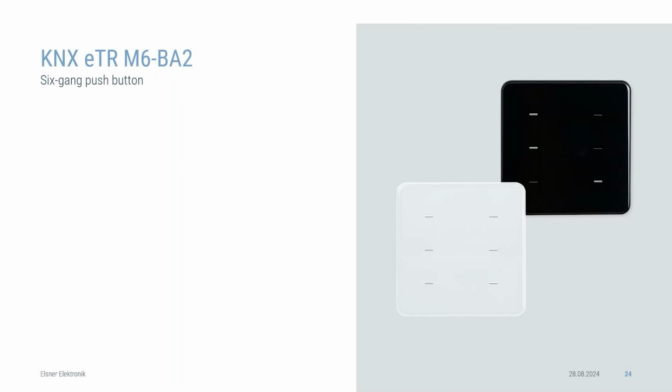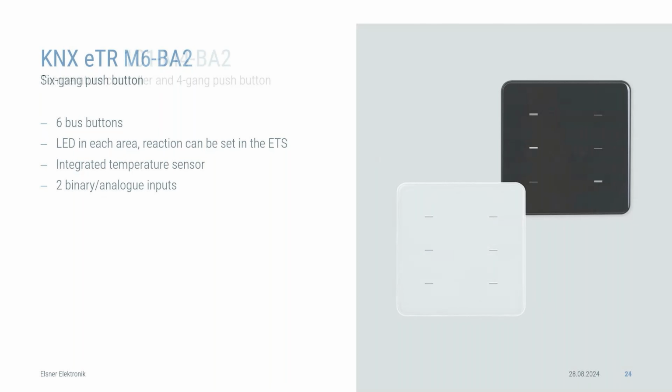So we're gonna have a 6 gang push button with integrated temperature sensor, and you can see it's a BA2. So we have the binary analog inputs where we can connect, for example, an external NTC or a dry contact or reed contact or something like this. Also, the area function, of course, is possible. So if you take it like this, you could say it's a 7 gang push button when using the area function as an additional push button.